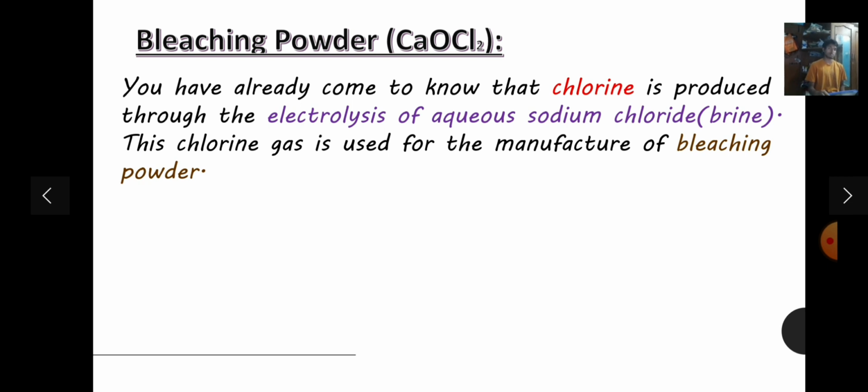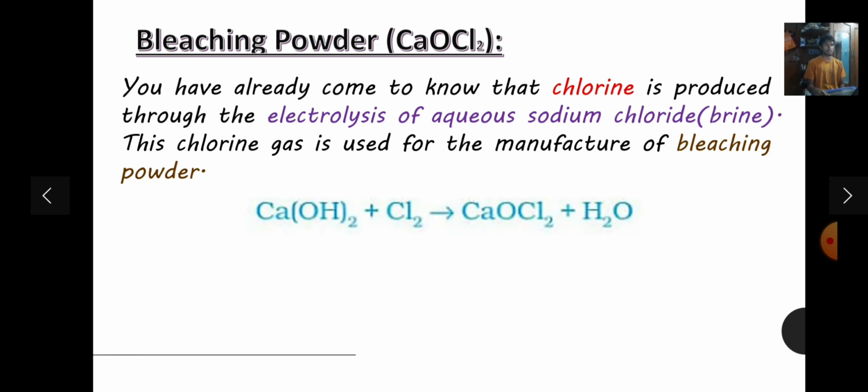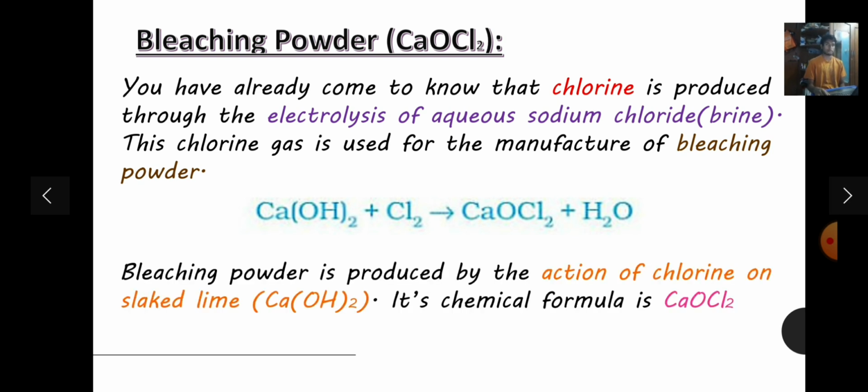This chlorine gas is used for the manufacturing of bleaching powder. Calcium hydroxide is reacted with this chlorine gas to give us CaOCl2, which is nothing but your bleaching powder, and water. Bleaching powder is produced by the action of chlorine on slaked lime, which is Ca(OH)2. Calcium hydroxide is also called slaked lime. Its chemical formula is CaOCl2.